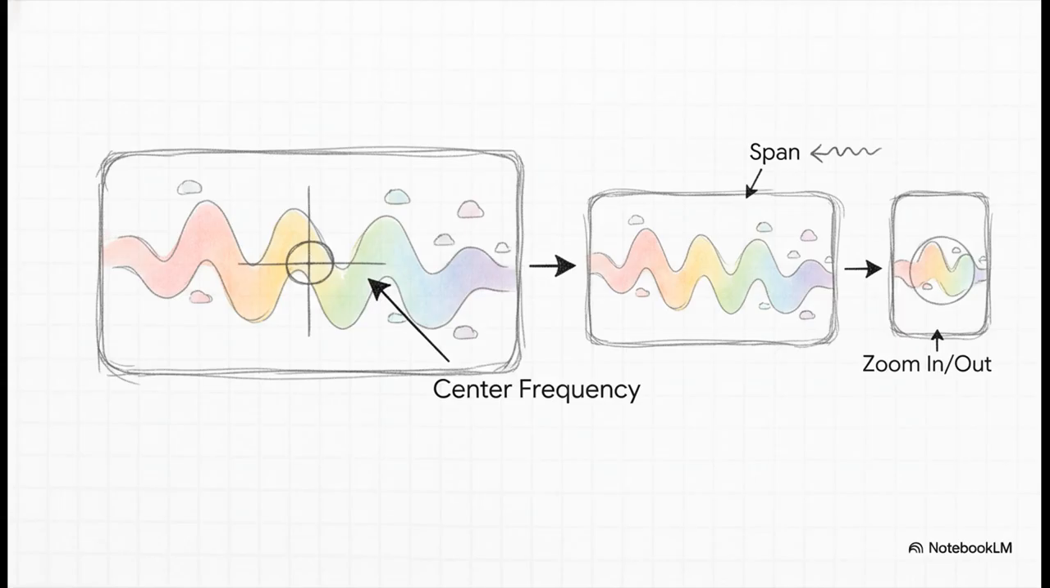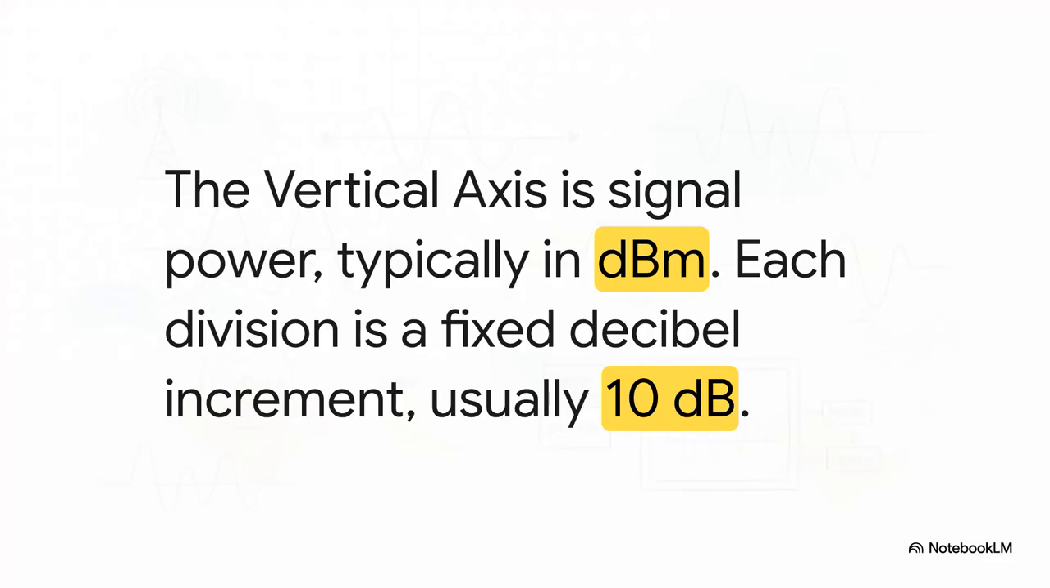The best way to think about it is like a camera lens. Center frequency is where you point the camera, and span is your zoom control. It decides if you're looking at a huge wide view of the spectrum or zooming way in on one tiny little piece of it. Now, the vertical axis shows power, and it's usually in a unit called dBm. It's a logarithmic scale. The whole reason we do that is so we can see incredibly strong signals and incredibly weak signals all on the same screen at the same time. If we didn't, the weak ones would just be invisible. And typically, each one of those grid lines you see represents a 10 decibel change in power.